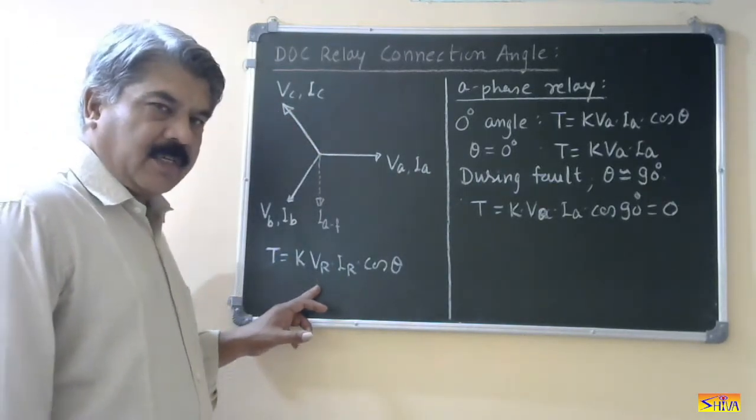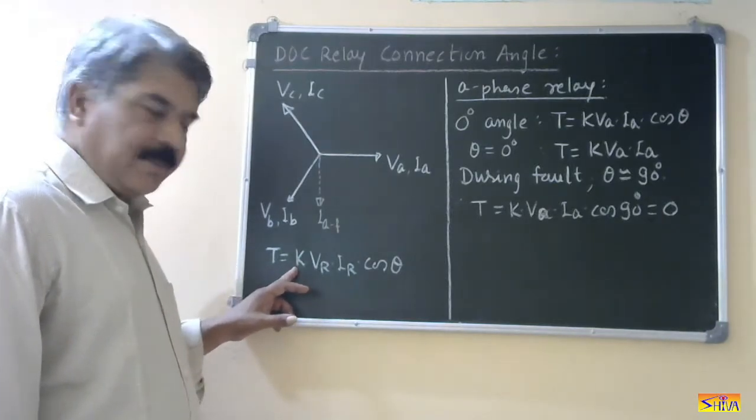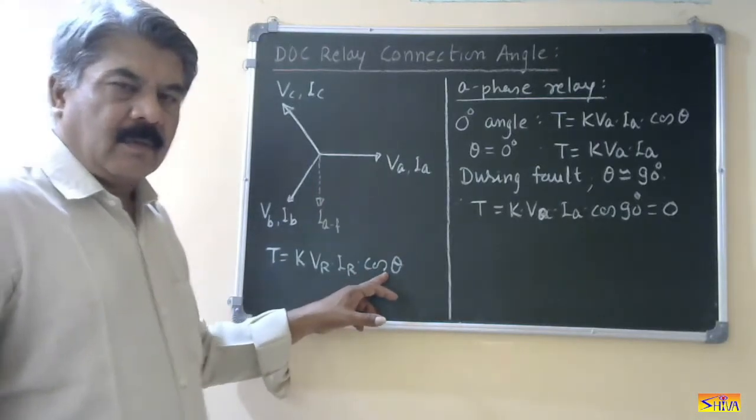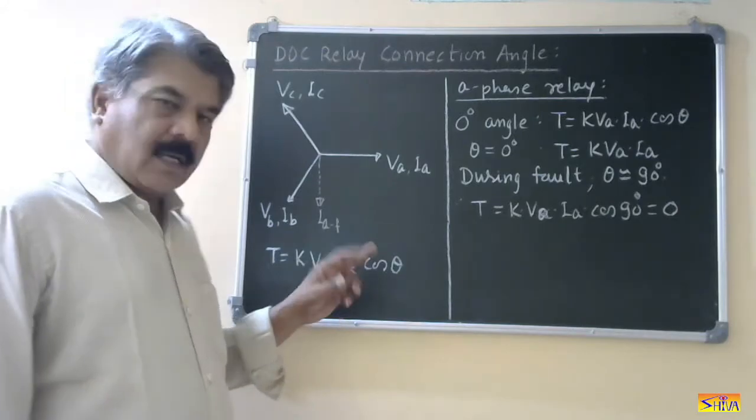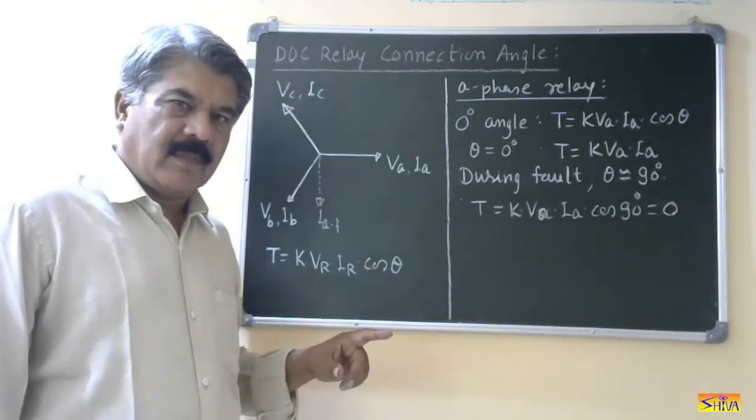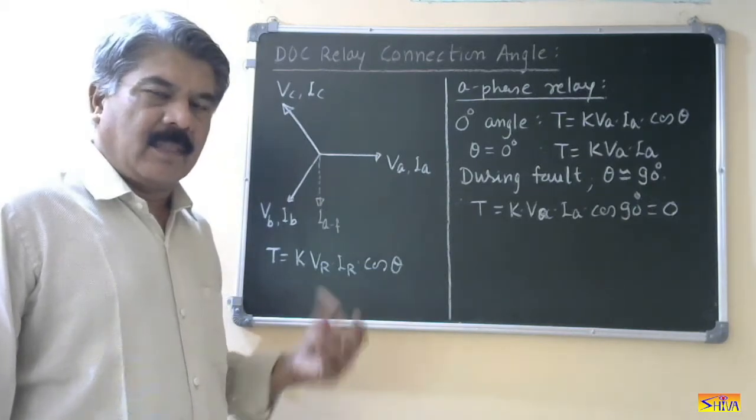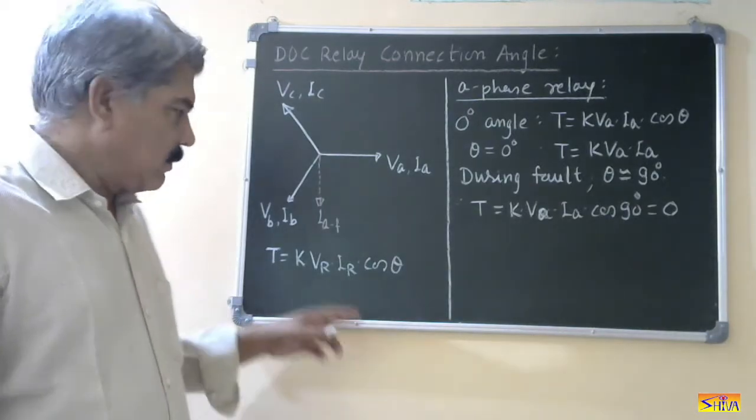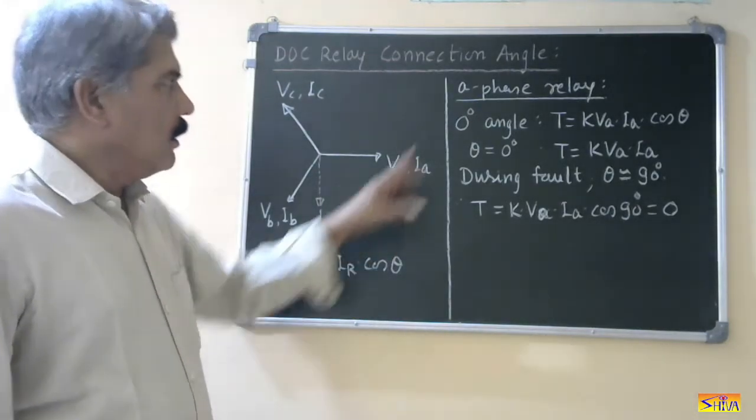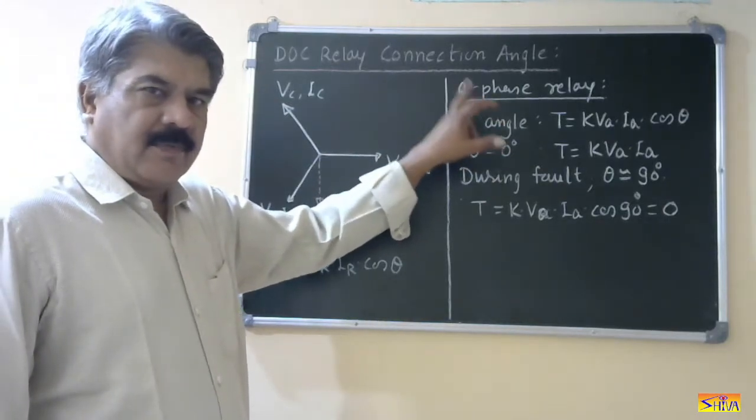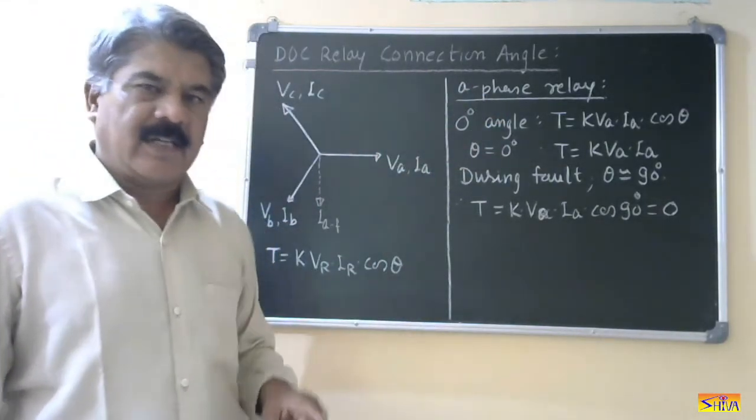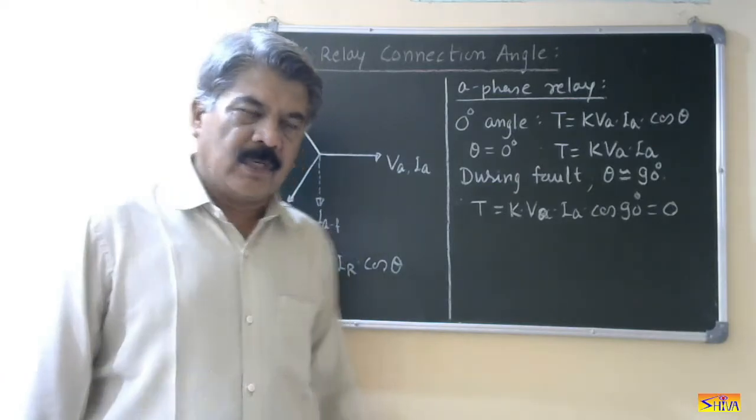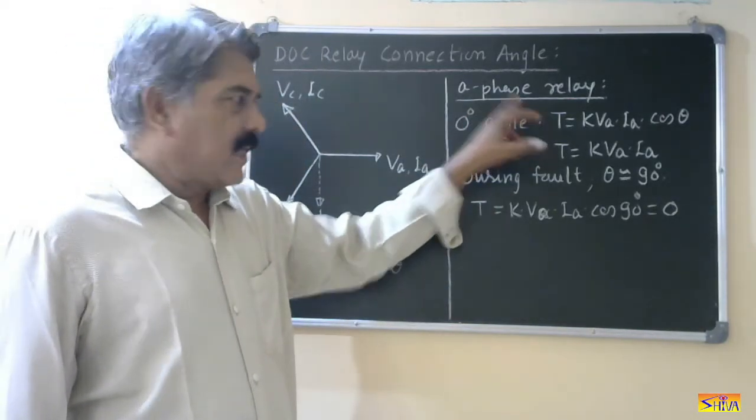But this is the torque equation of the directional element. Torque is K VR IR cos theta. Theta is the angle between the current in pressure coil and current in current coil, that is, the flux in the pressure coil and the flux in the current coil. Theta is that angle. Now let us consider phase A relay. There will be three directional relays or three directional elements. One for phase A, one for phase B, and one for phase C. So let us consider phase A directional element.